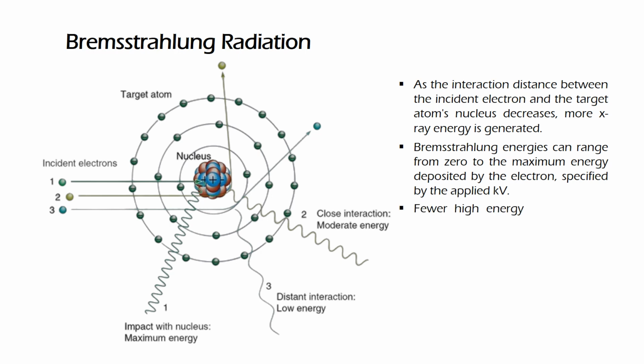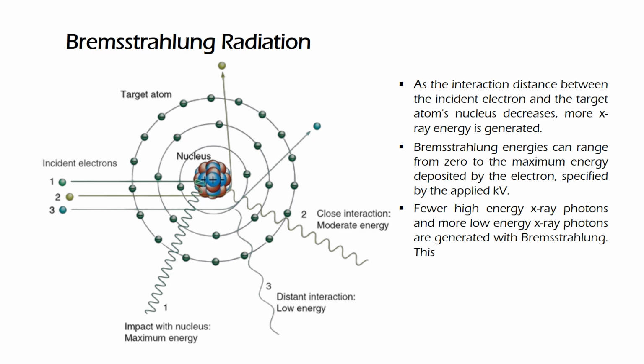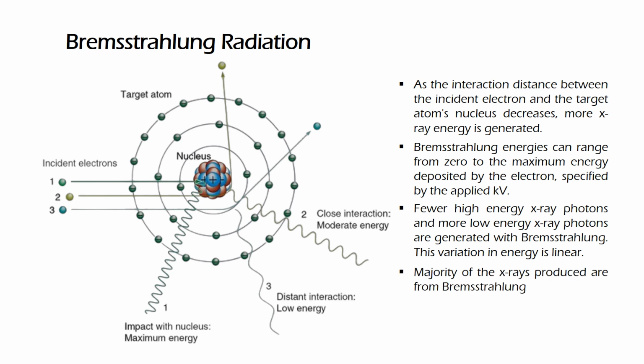Therefore, fewer high-energy X-ray photons and more low-energy X-ray photons are generated with Bremsstrahlung. In fact, this variation in energy is linear. The majority of the X-rays produced are from Bremsstrahlung radiation in a diagnostic medical X-ray machine.